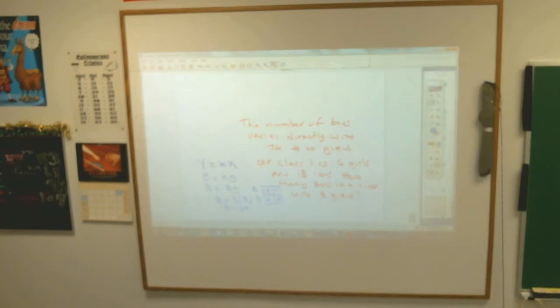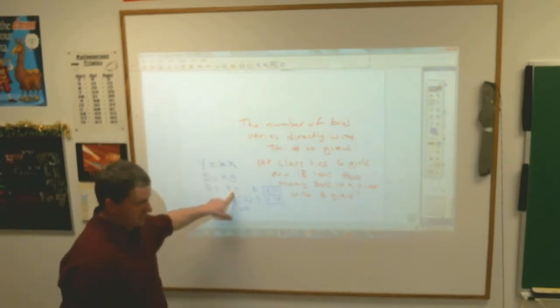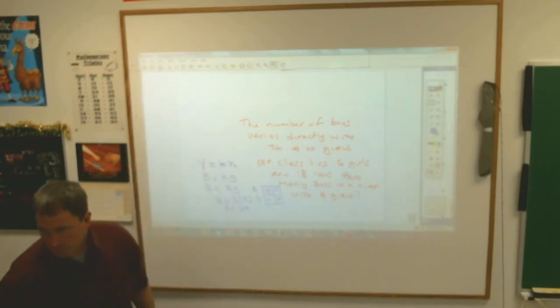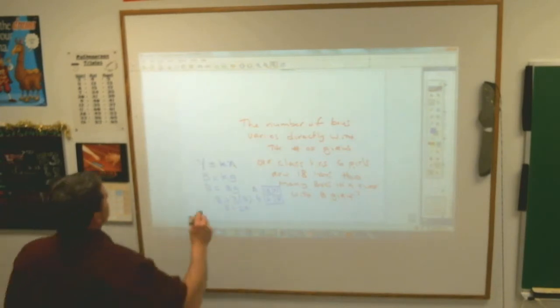So is the answer y equals 24x? No, if they ask you for the equation, it would be y equals 3x. Y over x equals k.